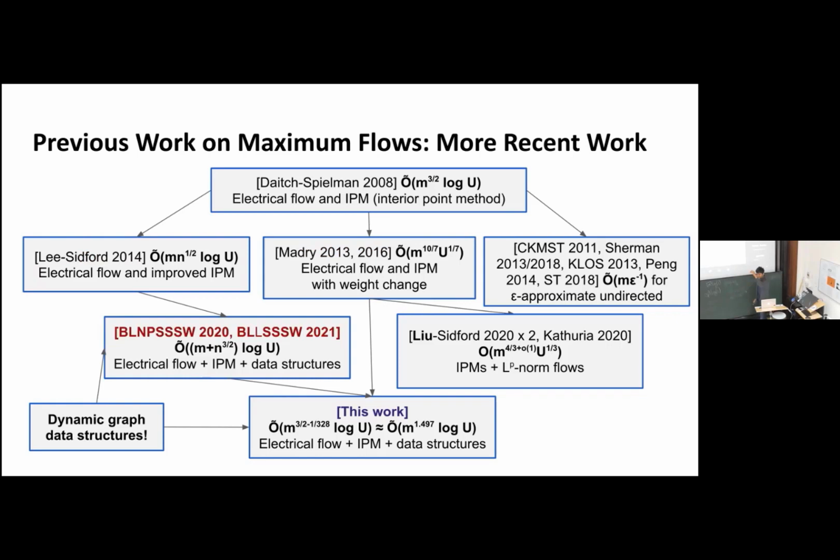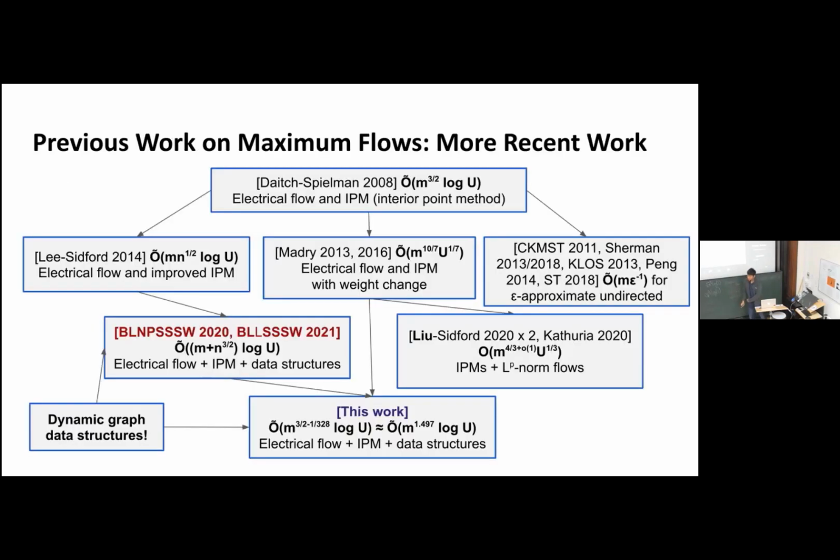More recently, as Jan discussed, you can actually start combining data structures with these interior point methods and get faster runtimes. This is m plus n to the 1.5. And what I'm going to be talking about in this talk is how you can actually, even in a sparse graph, get slightly faster than linear time per iteration in these methods, and thus the first algorithm faster than Goldberg-Rao for Maxflow in sparse capacitated graphs. Okay.